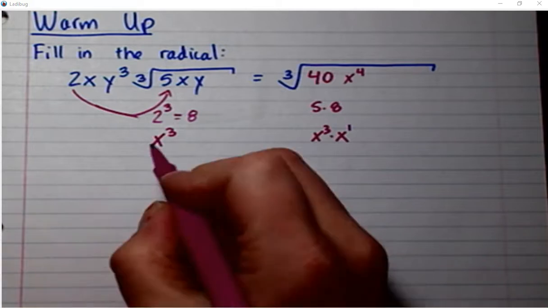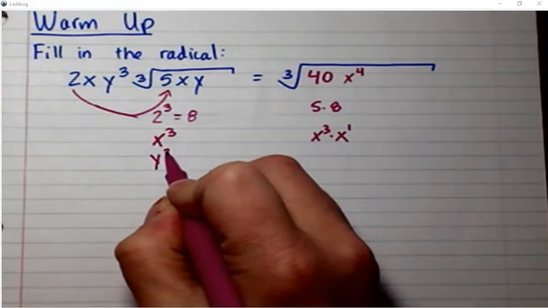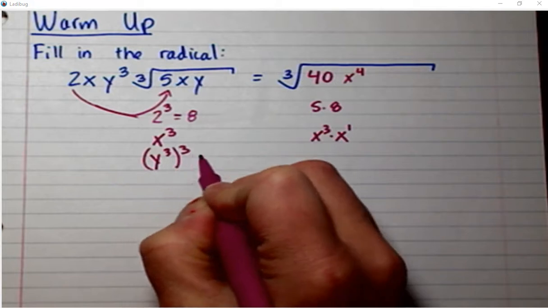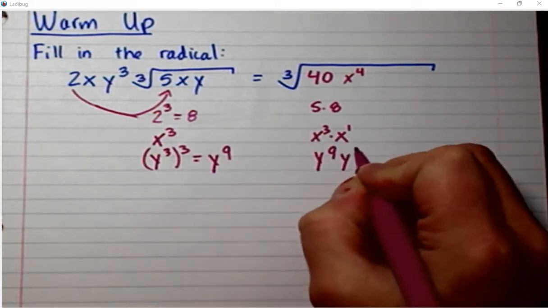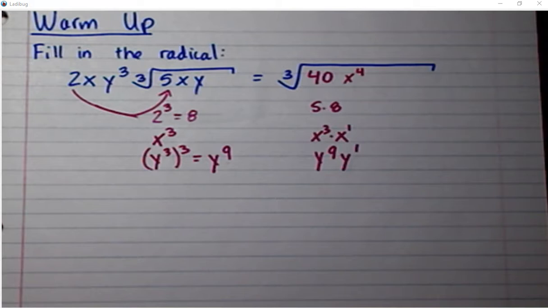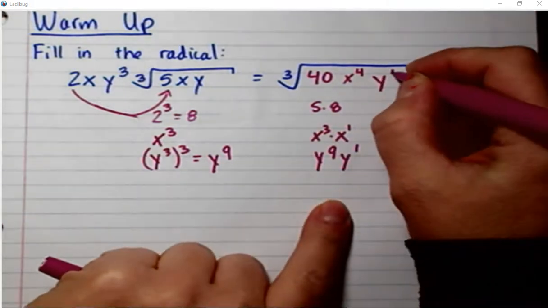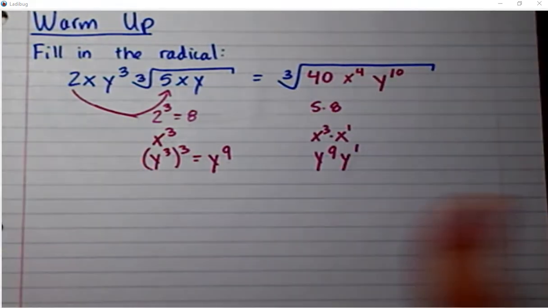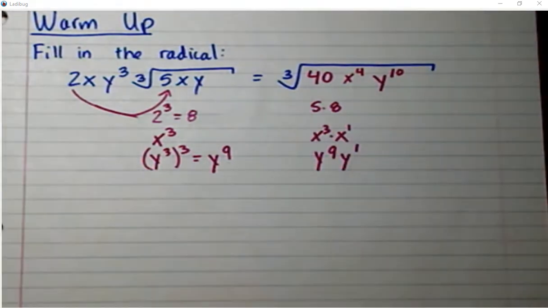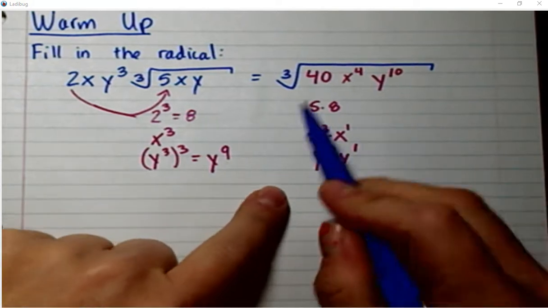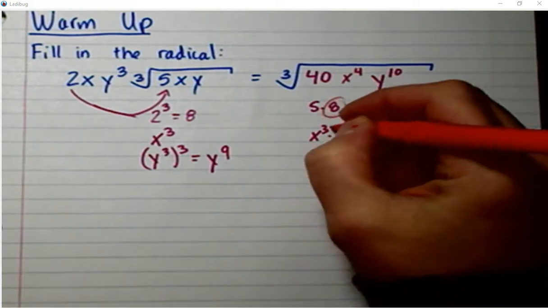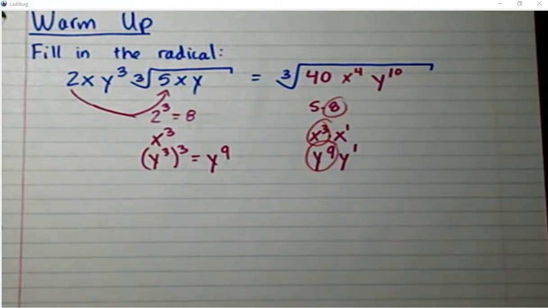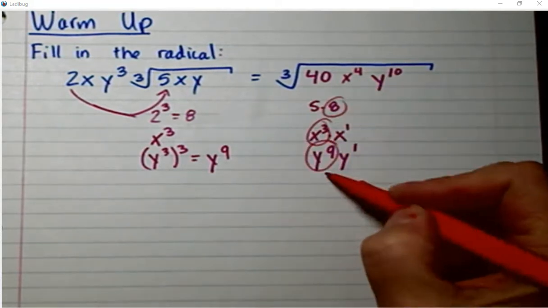You cube your y to the third, which gives you y to the ninth, and then you add the other y. Yes, okay. So those are those exponent rules you're reviewing. So then you get y to the 10th. Now, you can always write it out over here. This is what would be inside the radical. Notice if you were trying to go back to simplifying it, you can check. Those are all the perfect cubes. What stays in, what comes out.